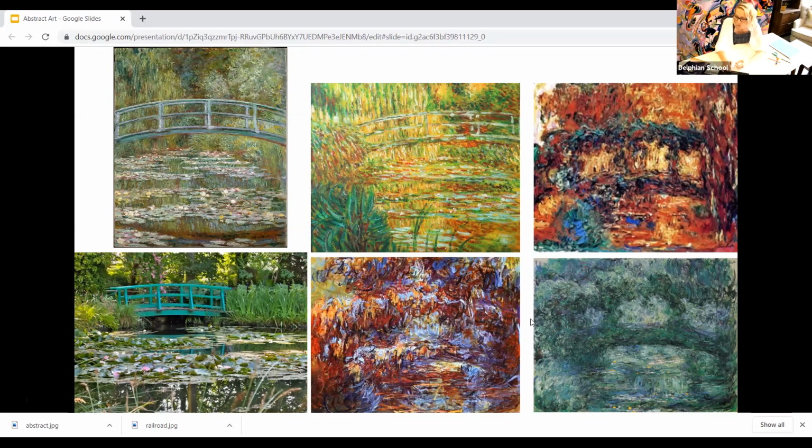But all the rest of these paintings are of that same bridge. They're taken at different times of day. They are painted quickly or slowly, but each one of these paintings is of that same bridge, maybe from a different angle. And so this is one of the reasons that art historians argued that he was the start of abstract art, and he was painting in the late 1800s.